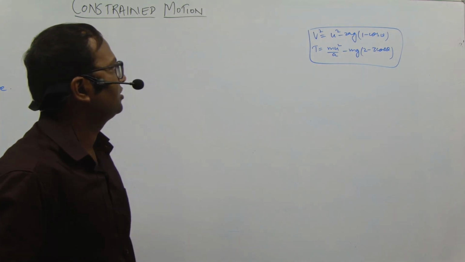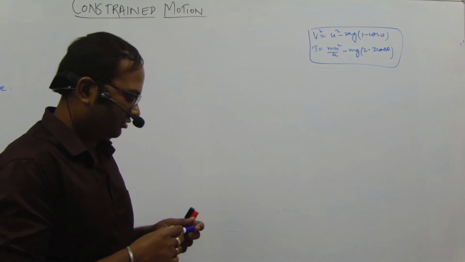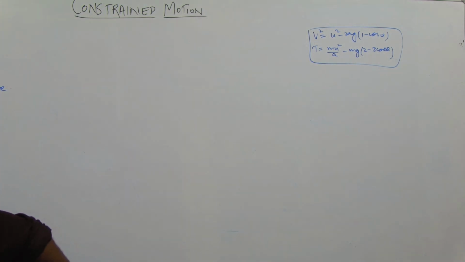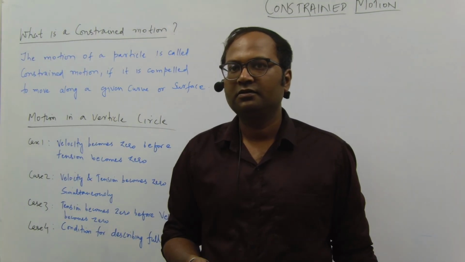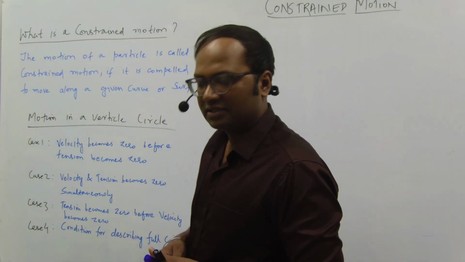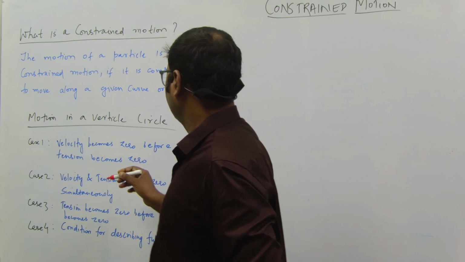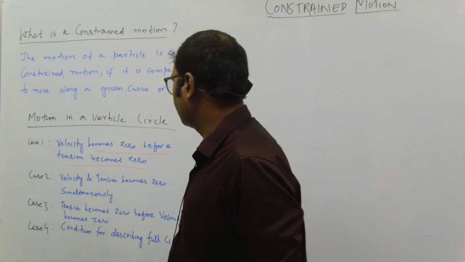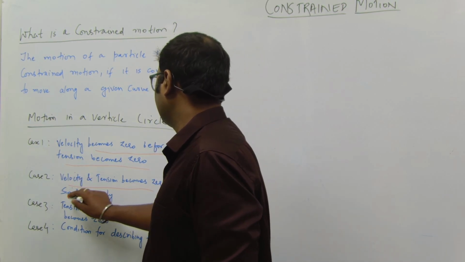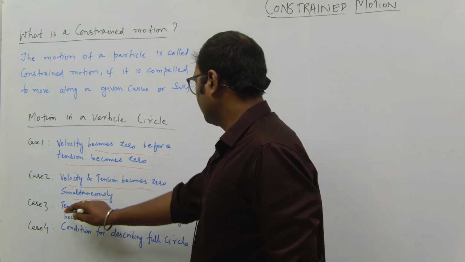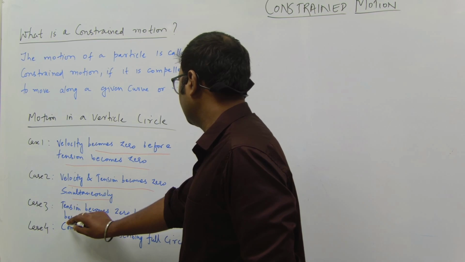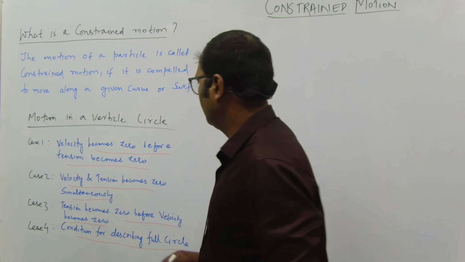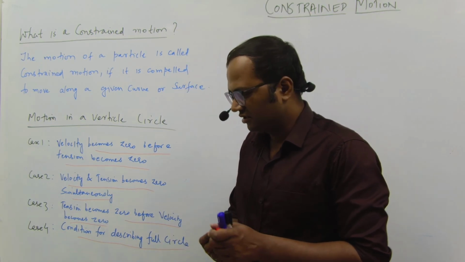Okay, so let us deal with a few cases that are listed here. In the first case, velocity becomes 0 before the tension becomes 0. Okay, this is case 1. In case 2, velocity and the tension become 0 simultaneously. Third case, tension becomes 0 before the velocity becomes 0. And now the condition for describing the whole cases. Okay, so let us deal with this case by case.